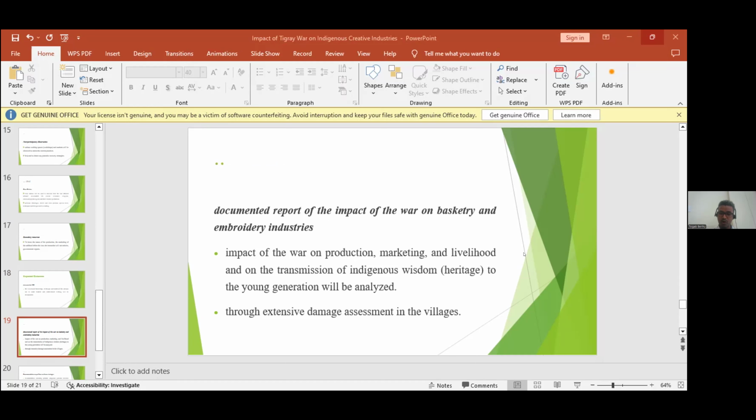The impact of the war on those handicrafts of basketry, embroidery, and possibly pottery will also be documented. How much the war impacted the production, the marketing, and the overall life of the people, and how it impacted them, will also be documented. This will help the overall damage assessment.